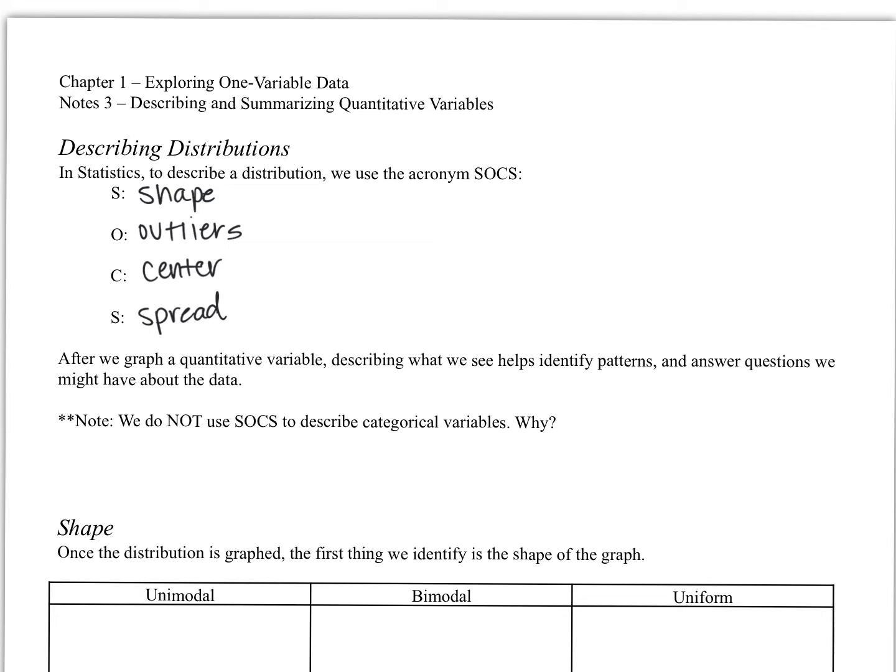An important thing to note is that we don't use this acronym for categorical variables, and there are 2 main reasons. The first is that categorical variables are not numerical. There are a lot of numerical things we're going to start looking at when it comes to outliers, center, and spread, and those can really only be done if you have numerical values. The second is that in categorical variables, the x-axis does not need to be in order.